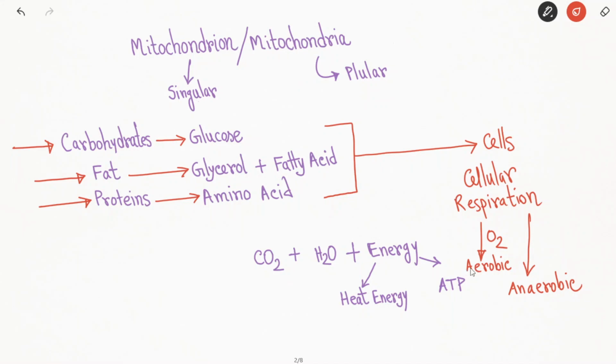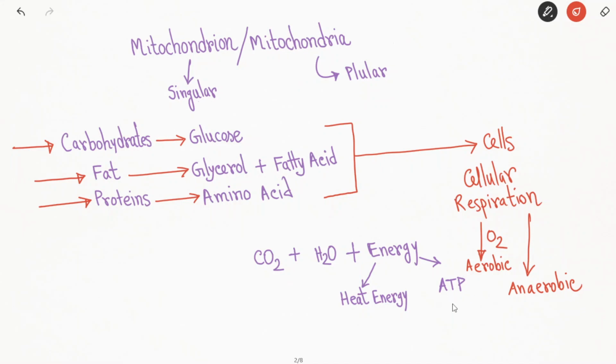In aerobic respiration, these compounds are broken down into carbon dioxide, CO2, water, H2O, and energy. Energy can be heat energy or in the form of ATP. We will learn about ATP in detail later. Right now, you remember that ATP is an energy form. ATP is a compound, but it can generate energy if it is broken down.